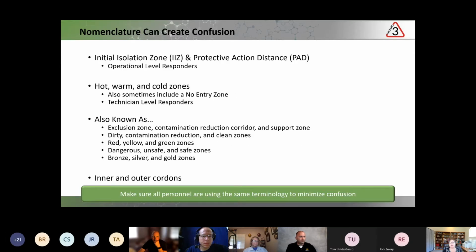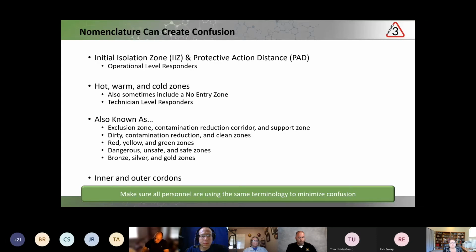Some of the nomenclature was causing great confusion. We have to remember that from an operational level responder, there are 2 different things that person might do prior to any of the hazmat teams being called. That's setting an initial isolation zone and forming out protective action distances.